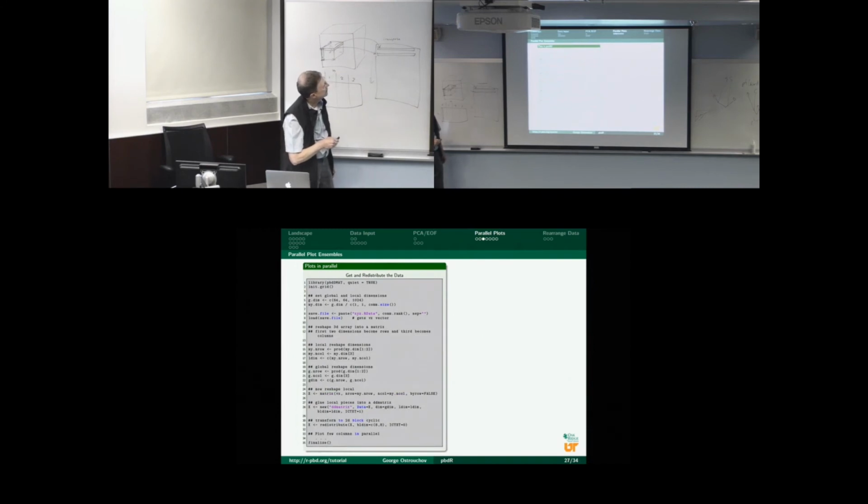Okay, so get and redistribute the data here. What I'm doing here is I set the dimensions, global and local dimensions, and I load the file. I actually did not put the dimensions of the things in the file. When I saved the file, I just saved it as a vector. So those 4 files are just vectors, and I have to go through the reshaping process all over again. But anyway, you can ignore all this.